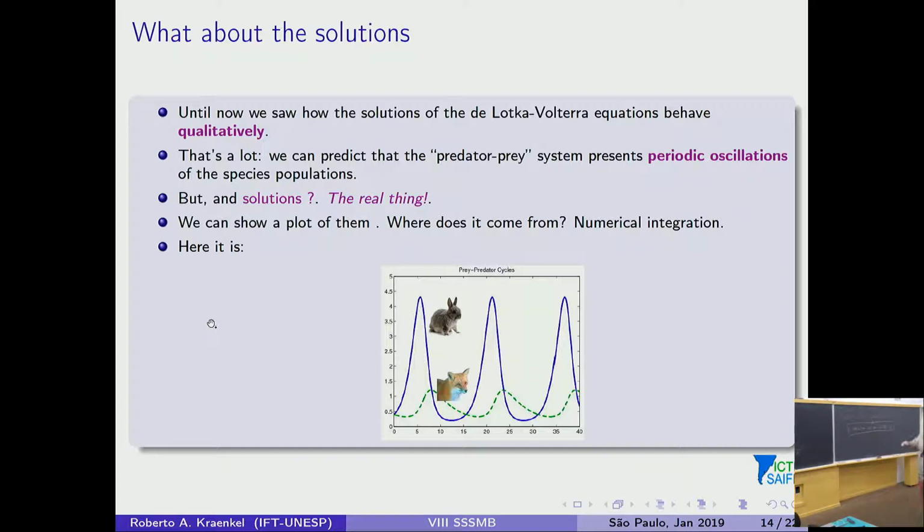And then we can learn something else here. The maximum of the number of hares, the prey, is not synchronized with the maximum of the number of predators. They peak at different times.